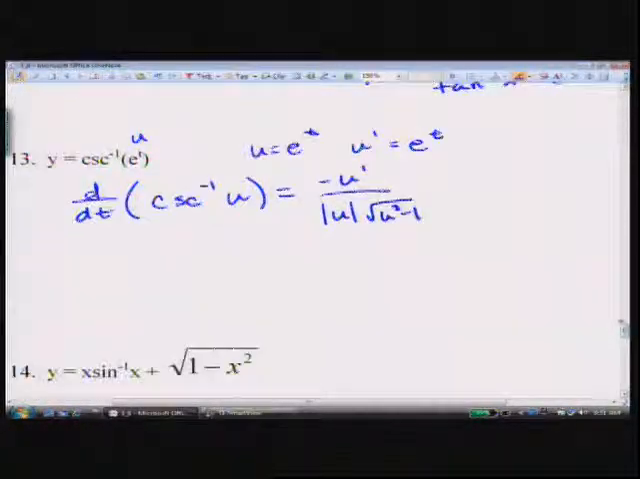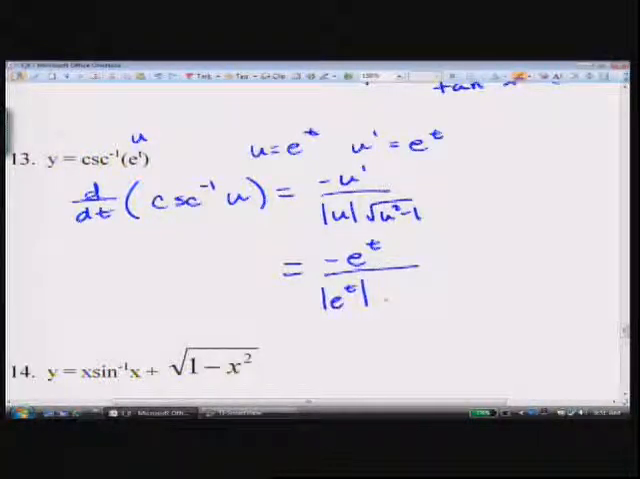Okay? So our u prime here is e to the t, so this is negative e to the t over the absolute value of e to the t times the square root of e to the t squared, which is e to the 2t, minus 1.